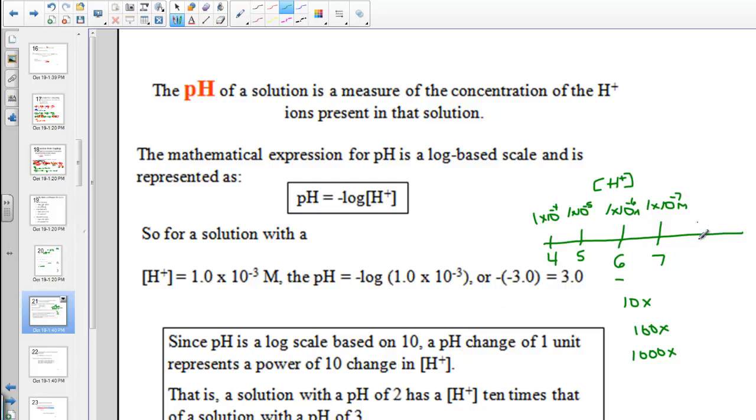And it works if we go up as well and become a basic solution, where now we have more hydroxide ion compared to hydrogen ion. Hydrogen is becoming smaller and smaller. If I have a pH of 8, the concentration of the acid ion is 1 times 10 to the negative 8th. If I consider this, it's 10 times more basic compared to neutral water. Or water is 10 times more acidic compared to a pH of 8 solution.